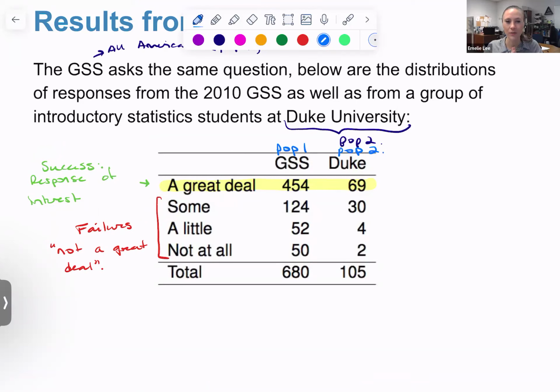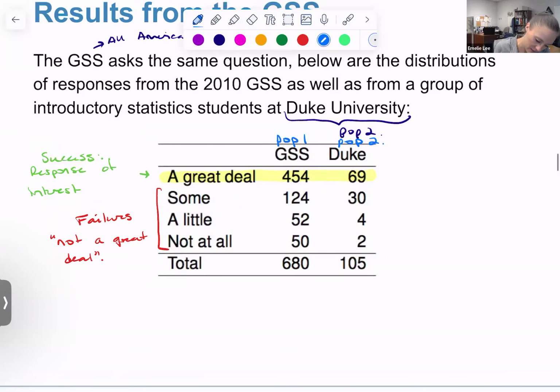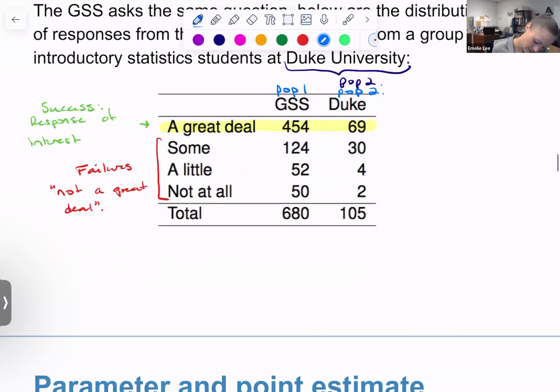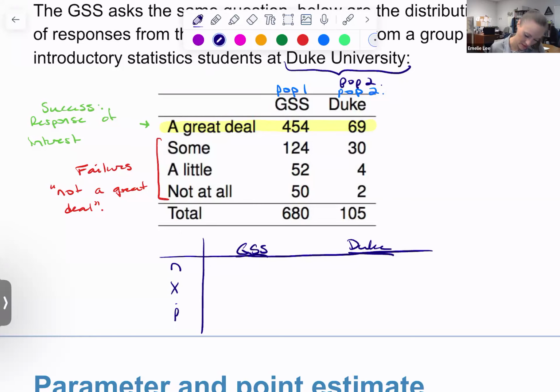Immediately, what's some information that we have from here, right? Laying out the successes and the failures. Well, let's see here. I have the GSS versus Duke, population 1, population 2. So laggy. Weird. How's my internet? Should be okay, I think. Weird. That's annoying. Group 1, group 2. Well, what was some information that we needed for each group? I'll do this instead. N, X and P hat.